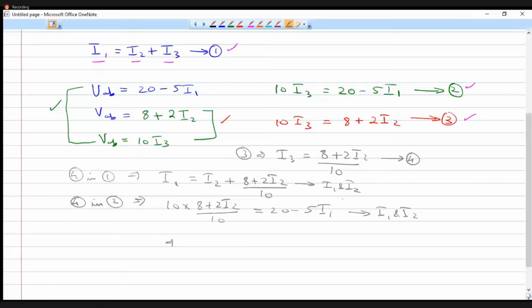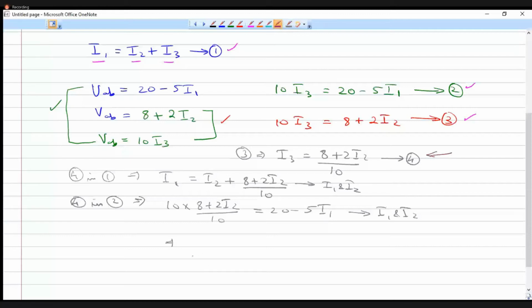Then you apply the mathematical algorithm to eliminate one of these by multiplying with a constant and subtracting. Then you will get one value, let us say I1. Then substitute in one of the equations so that you will get I2. Then in order to find I3, substitute the results of I1 and I2 in the fourth equation. So with that you will get I3. So that is the algorithm you have to follow.